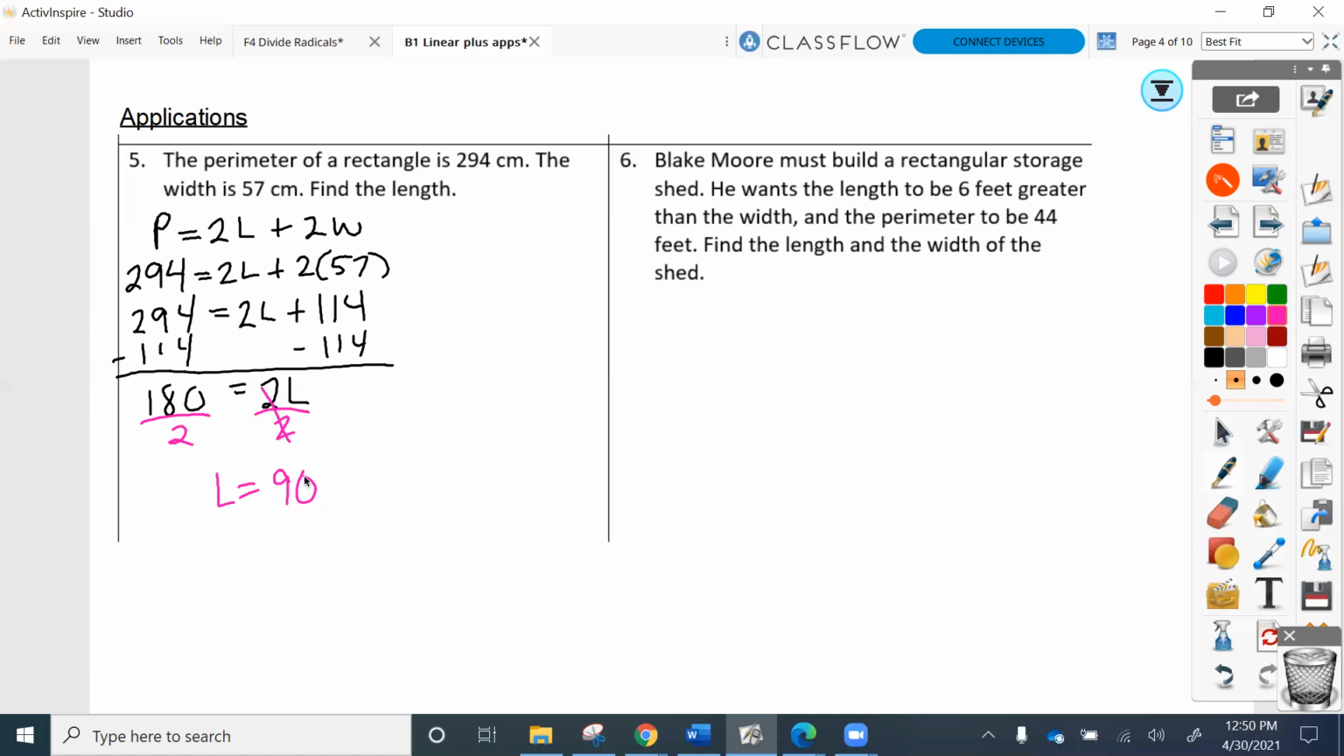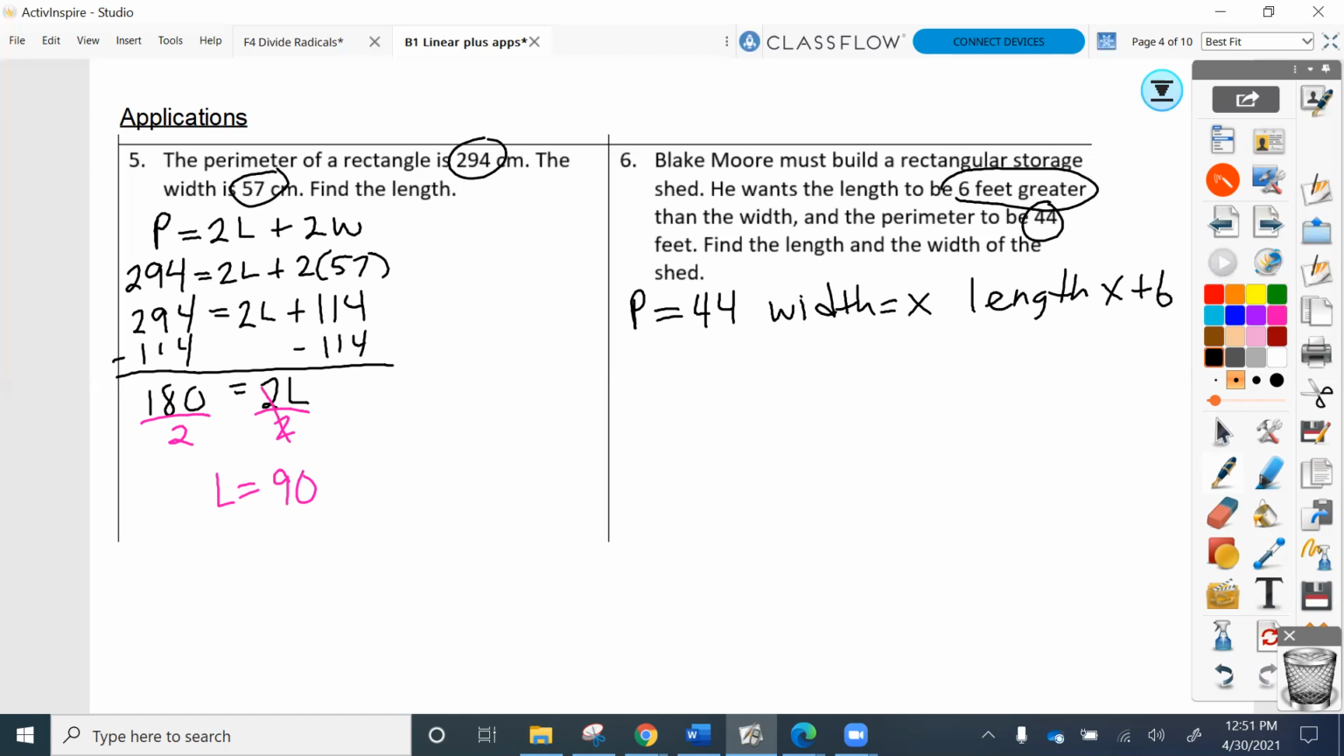Okay, so what do we know? We know that perimeter is equal to, let me just circle these so you know where I got them. Perimeter is equal to 44. And let's say the width is equal to X. Then the length has to be 6 feet greater than the width. So it would have to be X plus 6.